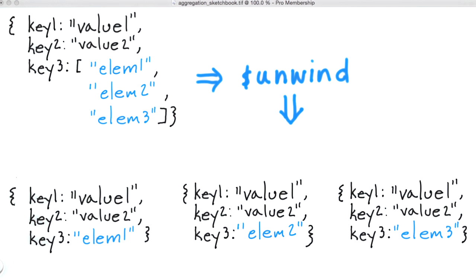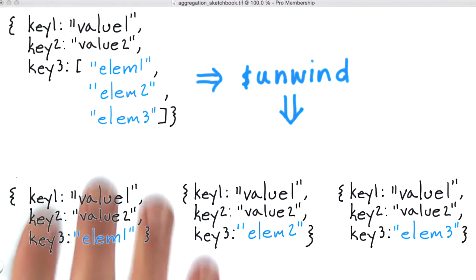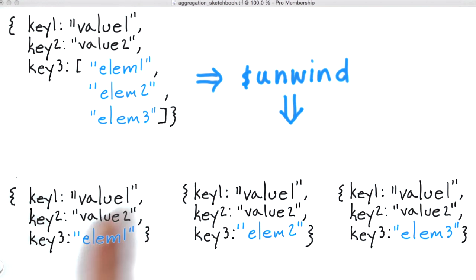The thing that might not be intuitive about this is that in each of these output documents, there will be a key 3 field, and that key 3 field will have a single value rather than an array value, 1 for each one of the elements that were in this array. If there were 10 elements in this array, unwind would produce 10 output documents.